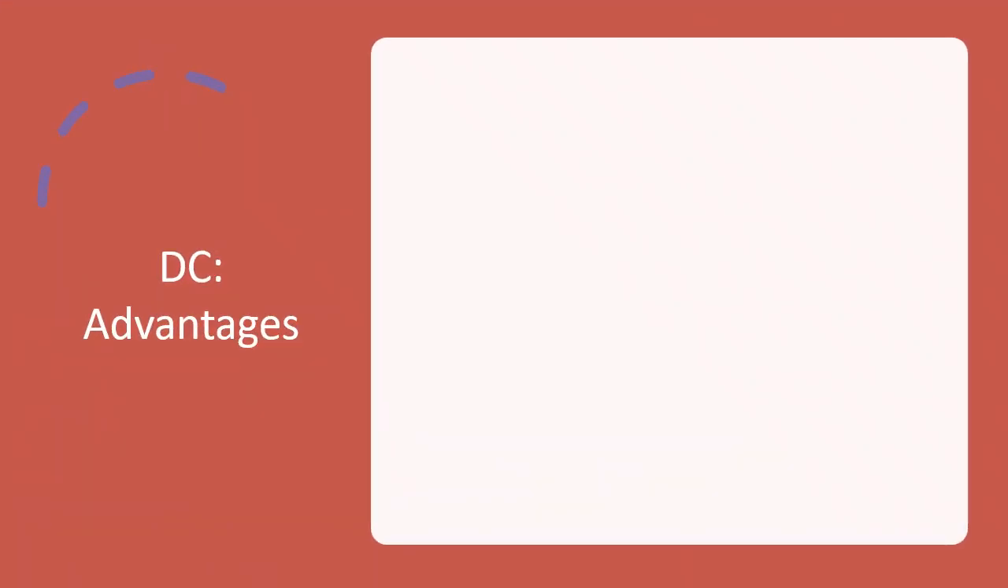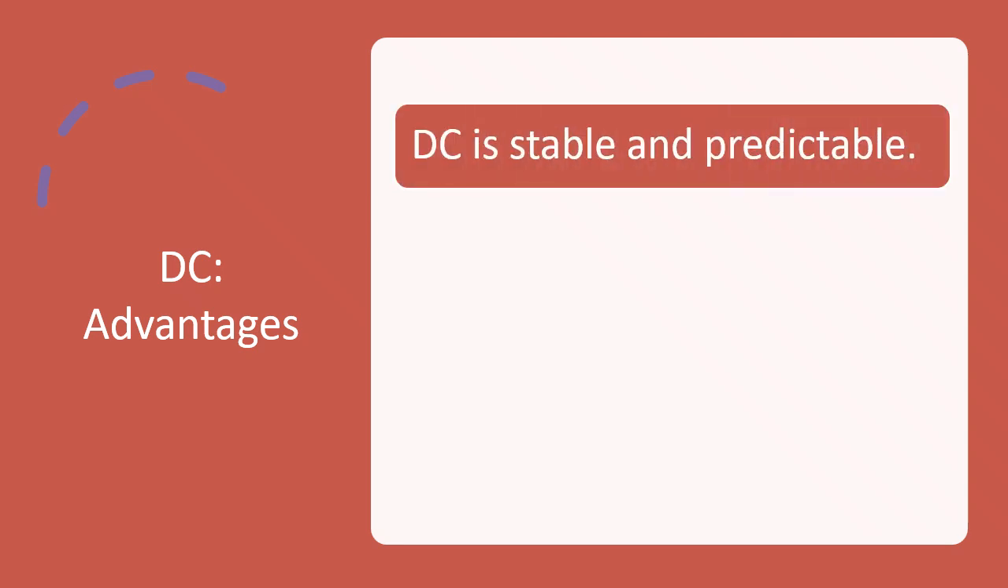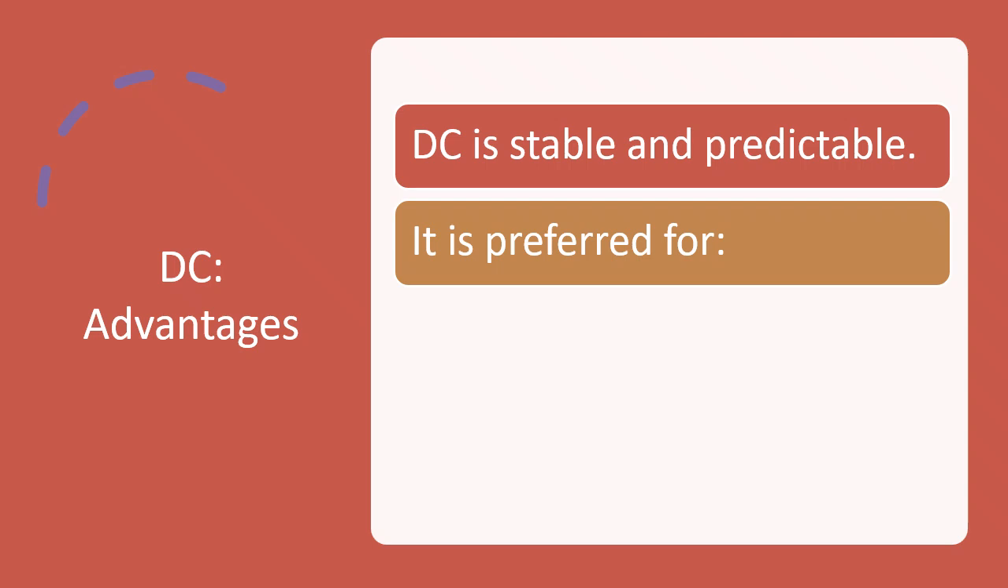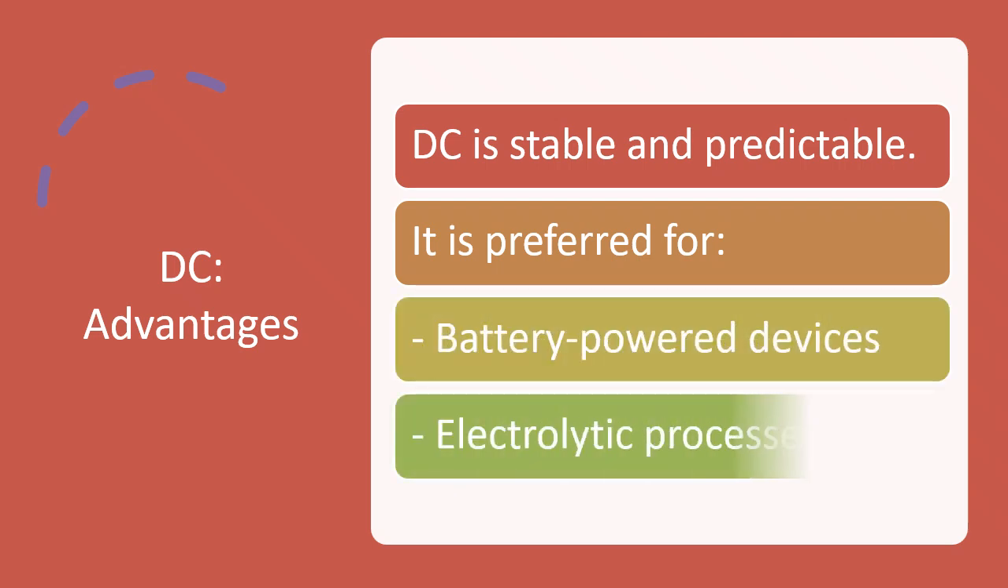DC advantages. DC is predictable and reliable. It's the preferred choice for battery-powered devices and processes like electrolysis, where stable and consistent current is required.